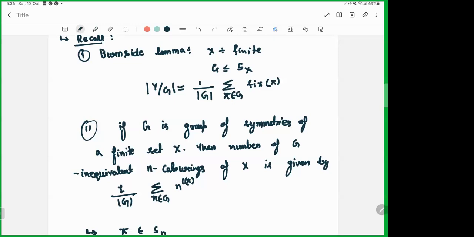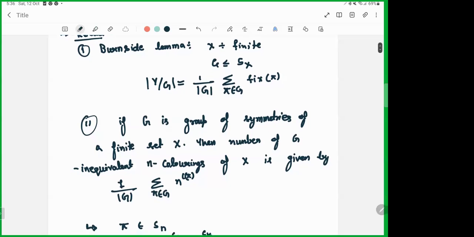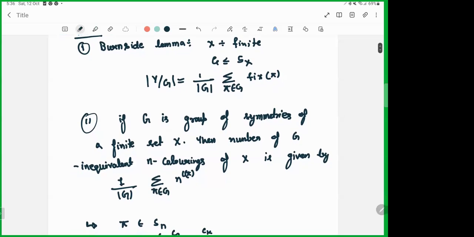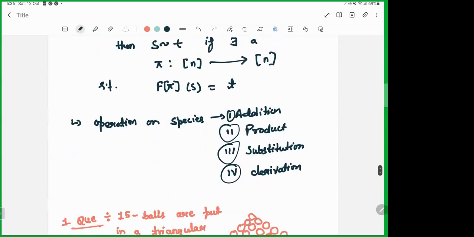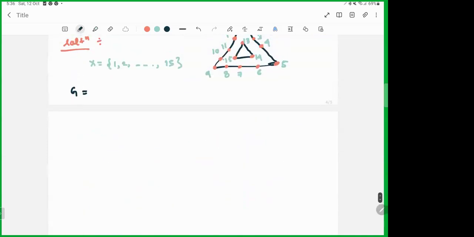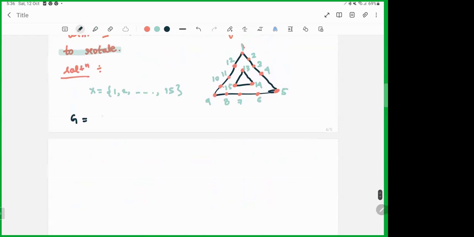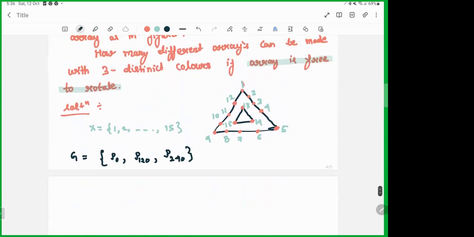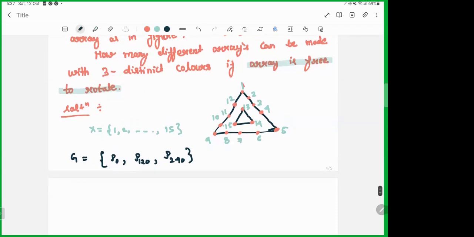Are you getting it or not? Am I audible? Yes, you are audible. So can you tell me what the group is? You are saying the group is rotation by 0 degrees, rotation by 120 degrees, and rotation by 240 degrees. Reflection is not allowed, only rotations. Yes, this is the complete group.